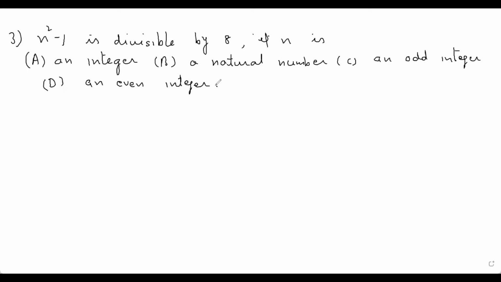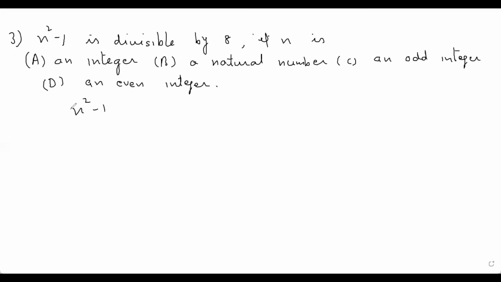Now the question number 3. The question is, n square minus 1 is divisible by 8. If n is an integer, a natural number, an odd integer, or an even integer, what should the value of n be? Whether it is an integer, whether it should be a natural number, whether it should be an odd integer, or whether it should be an even integer. N square minus 1 is divisible by 8. This is given to us.